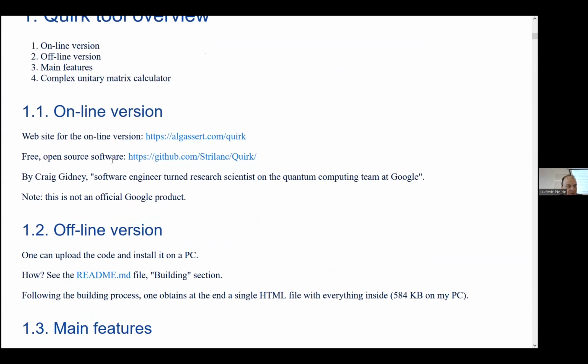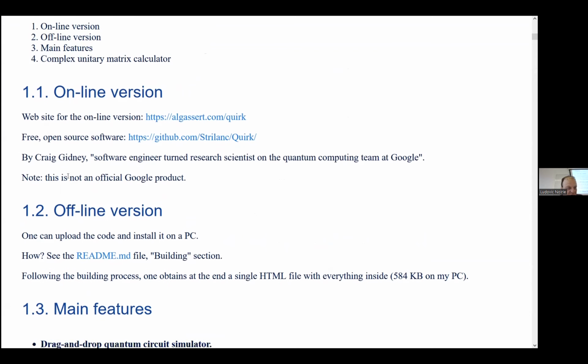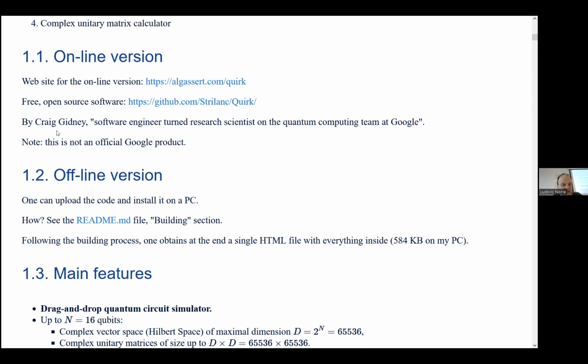So it is a free open source software. So here you have the GitHub page for this software. It is done mainly by one person, with a few other contributors. The main contributor and initiator is Craig Gidney, who is, as he defines himself, a software engineer turned research scientist on quantum computing at Google. But an important note is it is not an official Google product. It is something that is developed personally by Craig Gidney.